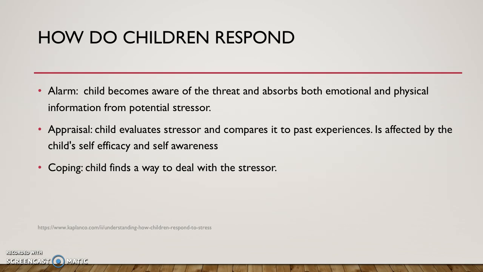So how do children respond to stress? There are 3 different stages that a child can go through. Stage 1 is the alarm stage, where a child becomes aware of the threat and absorbs both emotional and physical information from potential stressors. Stage number 2, which is the appraisal, where a child evaluates stressors and compares them to past experiences, is affected by the child's self-efficacy and self-awareness. And stage number 3, which is coping. The child finds a way to deal with the stressor.